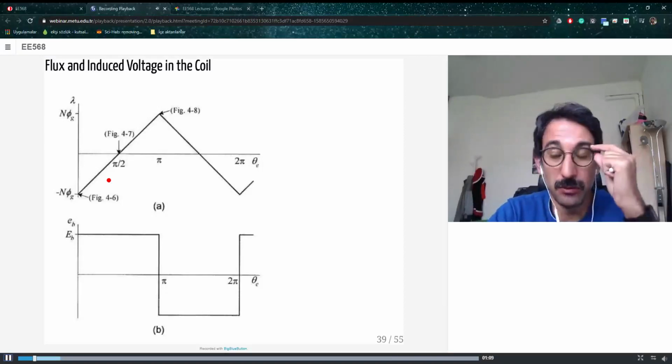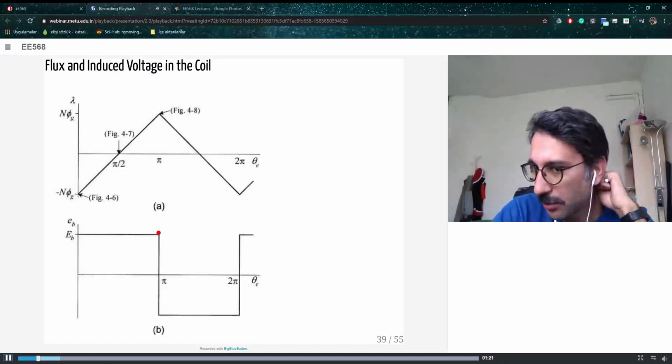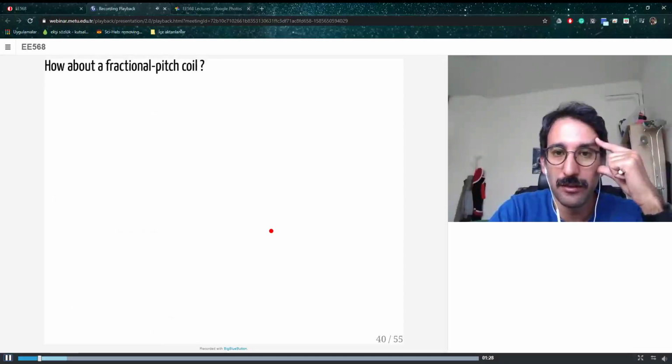And the induced voltage, the induced back EMF voltage, is the derivative of that flux. So when you take the derivative, whenever you have a constant slope, it means you have a constant induced voltage. Then when it is reducing, the voltage reverses, so you get a kind of square waveform.